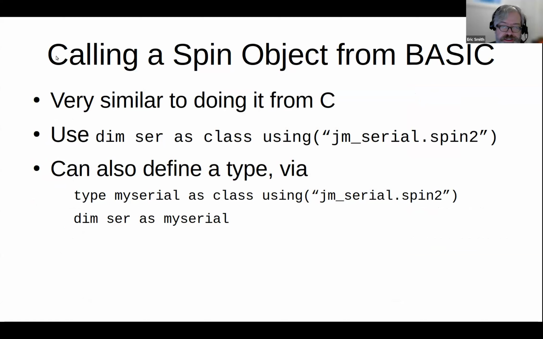And the same basic idea is used to call a spin object from basic. You can use something like dim serial as class using jm_serial.spin2. And actually in both C and basic, you can alias that. Like you can do a typedef in C, or in basic, you can do a type declaration to create an alias for the class using. So you don't have to type it out every time. If you've got a whole bunch of I2C objects for different devices, you can just make one I2C typedef and then reuse that over and over.